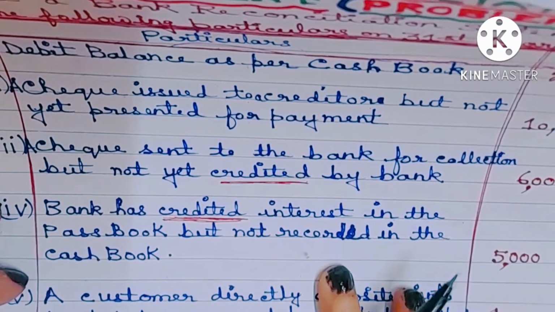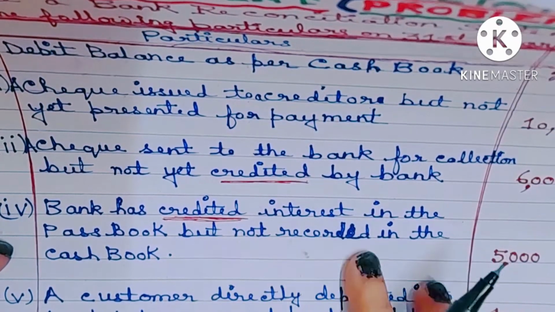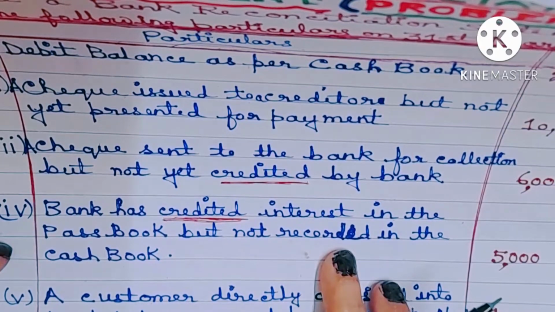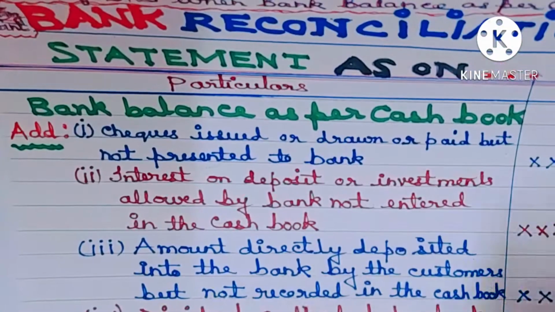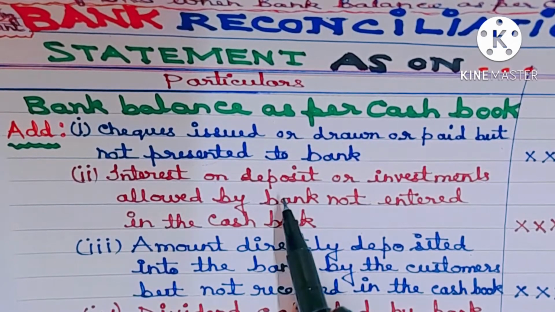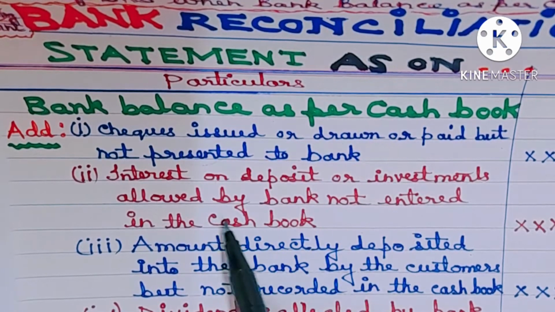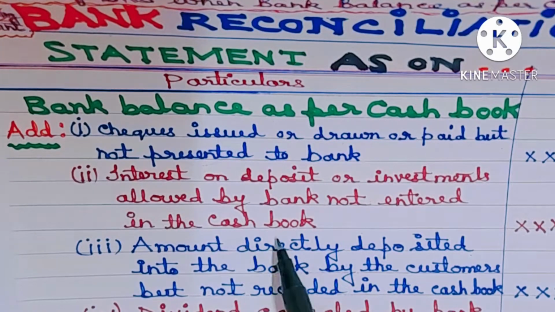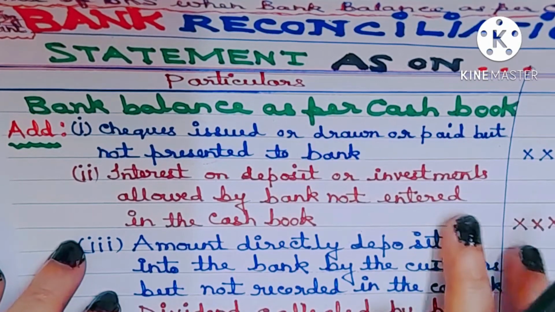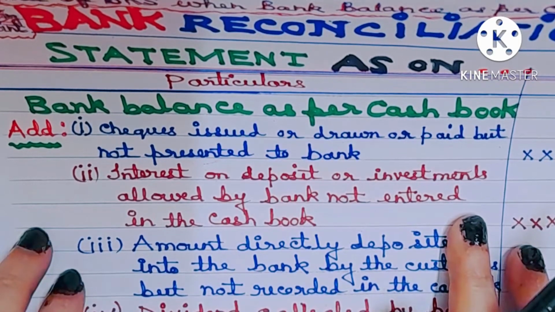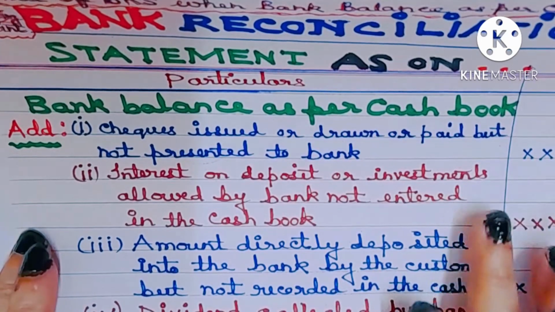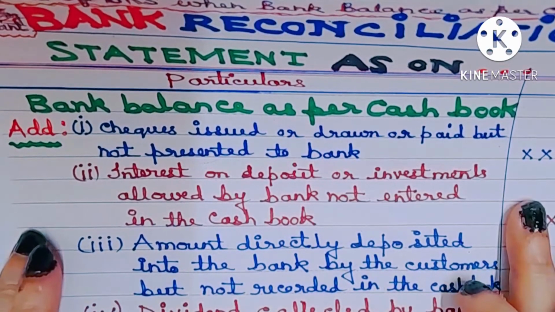So now let's see, should we add this transaction or should we deduct these transactions? Let's go through the chart. See number 2, add interest on deposits or investment allowed by bank not entered in the cash book. So this transaction should be added in the cash book. But we should understand why we should add this transaction. So let's do it in the rough work first.